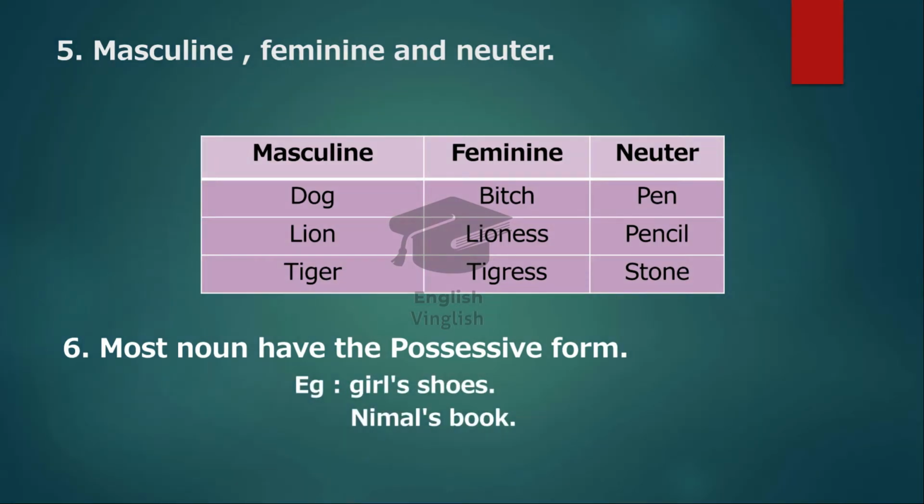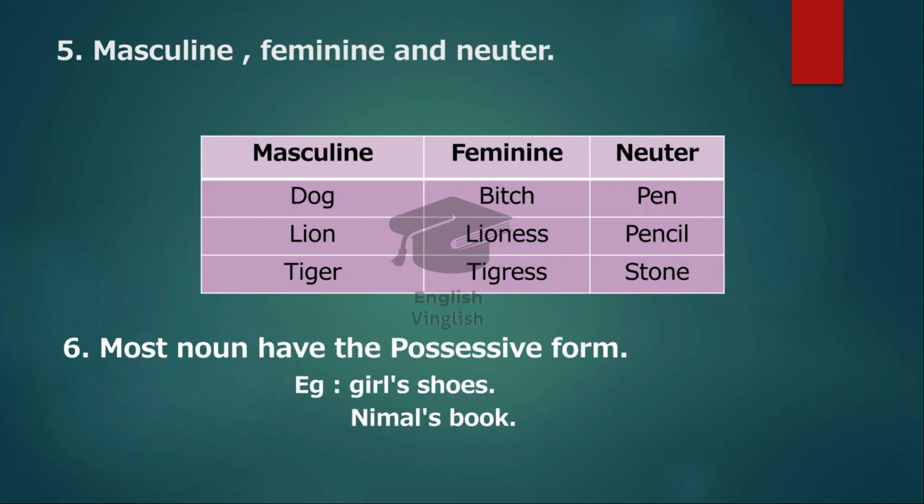As displayed in the grid given, dog, bitch, lion, lioness, tiger, tigress. Neuter, they are inanimate things. Pen, pencil, stone, chair. The last characteristic of a noun is that nouns have possessive forms.